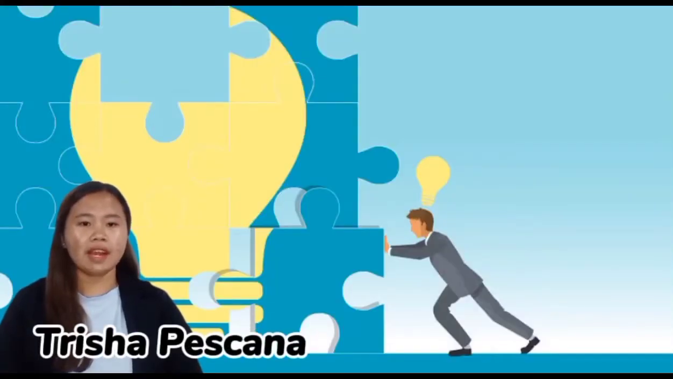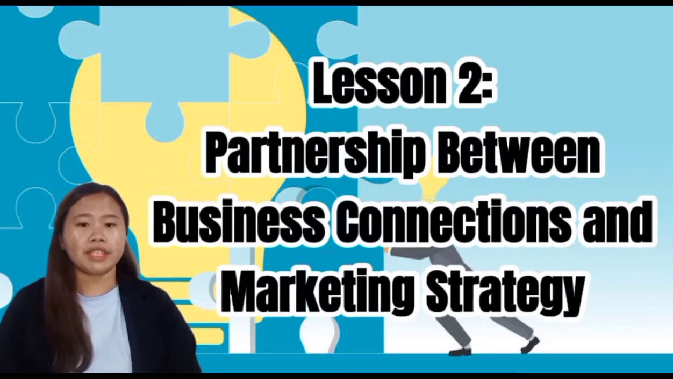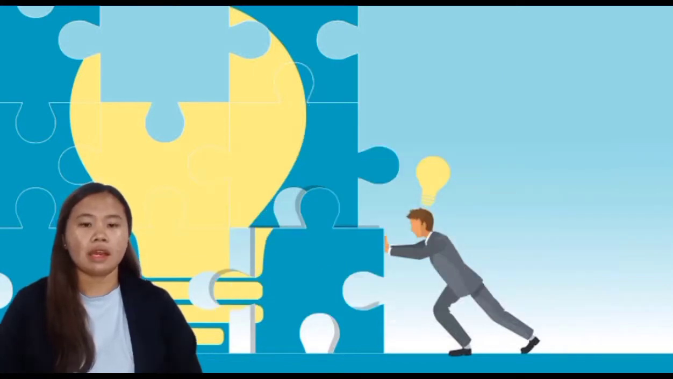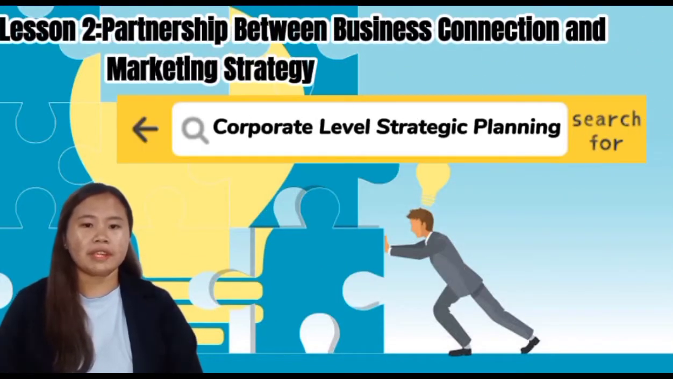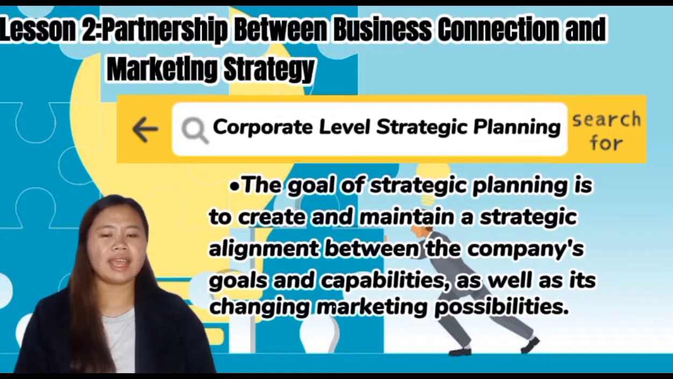We have got another lesson to tackle, which is Lesson 2, Partnership between Business Connections and Marketing Strategy. Corporate level strategic planning. The goal of strategic planning is to create and maintain a strategic alignment between the company's goals and capabilities as well as its changing marketing possibilities.